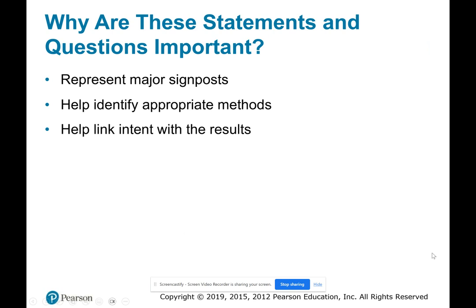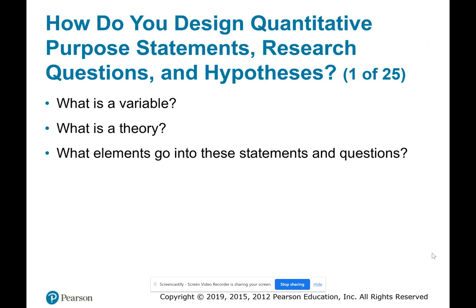Purpose statements and research questions are important because they act as signposts for your research. Without them, your reader would be lost throughout your study. They provide key components to understand the results of the study. Good research links the purpose statement and questions to the major results or findings. To write quantitative purpose statements, research questions, and hypotheses, you need to understand variables, their importance, and use.